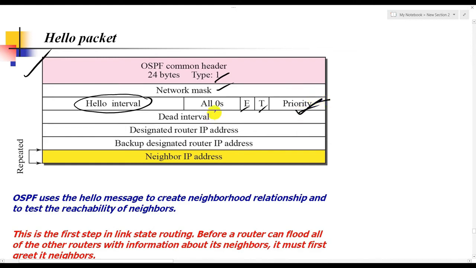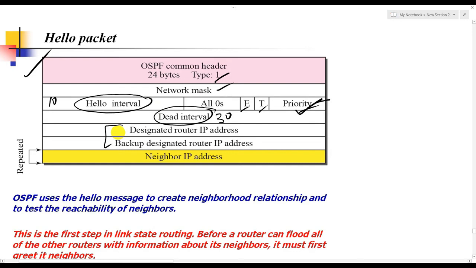Dead interval tells us after how much time we will assume each other as dead. Let's say we mutually agreed 10 minutes is the hello interval and 30 minutes is the dead interval. It means if I did not hear from you in 30 minutes, I will assume you are dead. Then this is only used when we are talking about a transient link or a stub link.